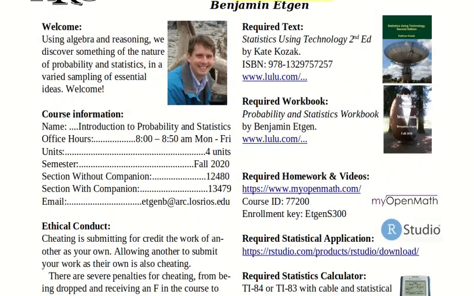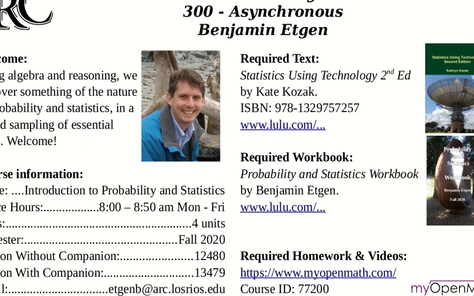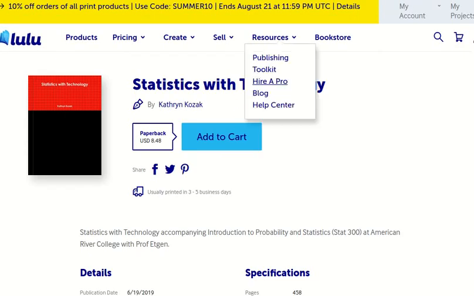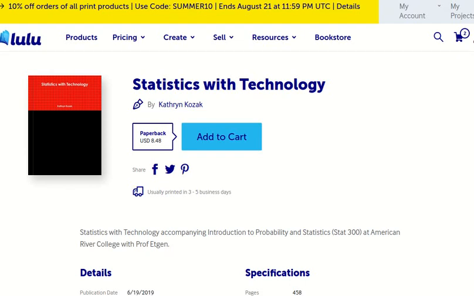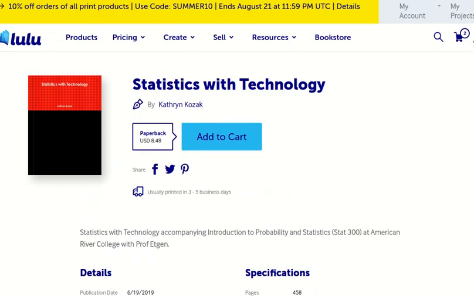Okay, now we're looking at the required text, Statistics Using Technology. That's the second edition by Kate Kozik. There's the ISBN, so you can get it all sorts of different places. And then a hot link into Lulu. So let's take a look at that. I'm clicking on that link and it's taking me to Lulu. I see that there is a sale that ends relatively soon. I see that it is $8.48 and I can add it to the cart. 458 pages, and the author is attributed to Kate Kozik.